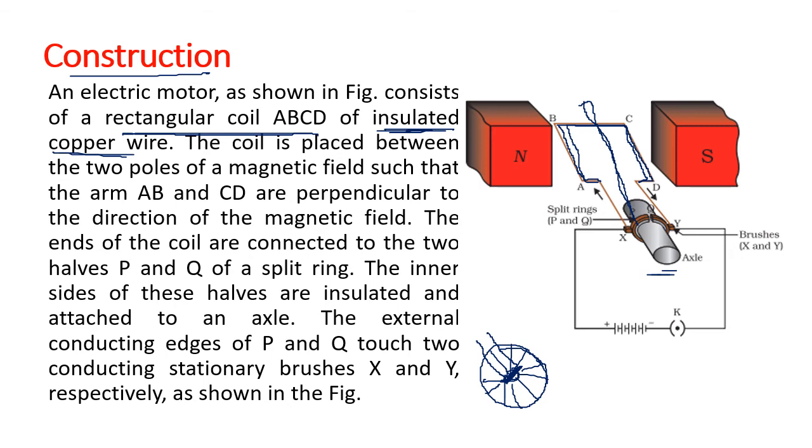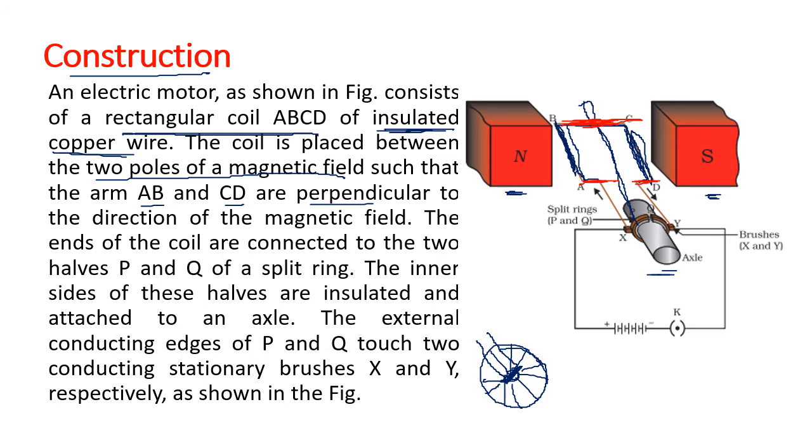Now this coil is placed between two poles of a magnetic field. So you can see we need an external magnet. This is the north and this is the south of the magnet. So this coil ABCD is placed between a magnet. It is placed in such a way that the arms AB and CD are perpendicular, while the arms BC and AD are parallel.